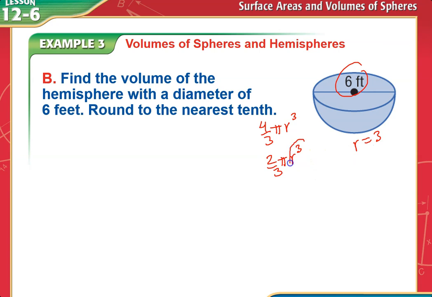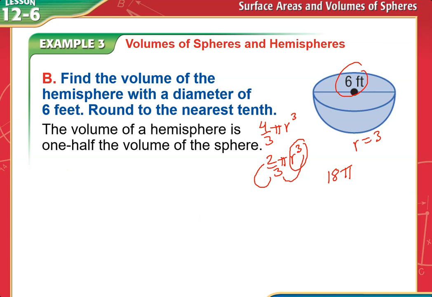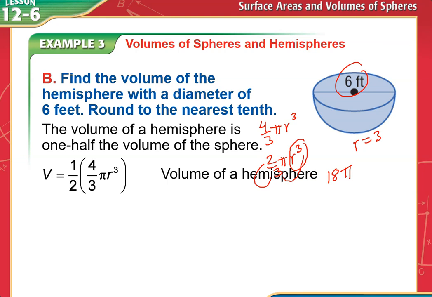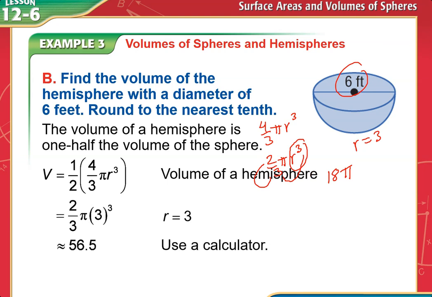So I'm just going to put a 3 in for my r and get 27. 27 divided by 3 is 9. 9 times 2 is 18. How about 18 times pi? That's my answer. So somewhere around 55. Let's see what they got. Yep, a little bit over 55, 56.